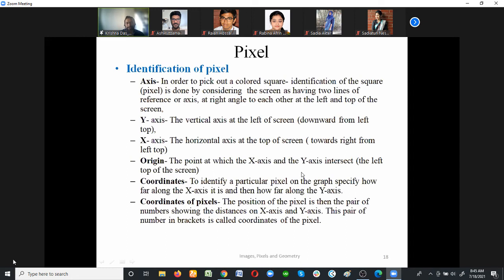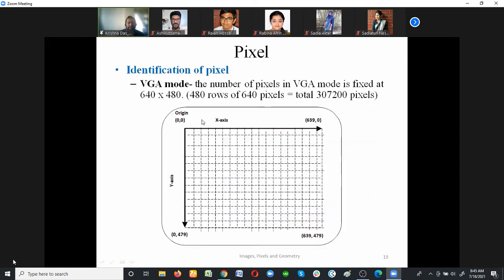Now we will try to find out the address of the pixel. So if we consider this is a VGA, it is 640 by 480. That means 640 is the number of columns and 480 is the number of rows. That may create 307,200 pixels, or 3 lakh 7,200 pixels, on the screen. So that many pixels, and individually each pixel has a specific address.